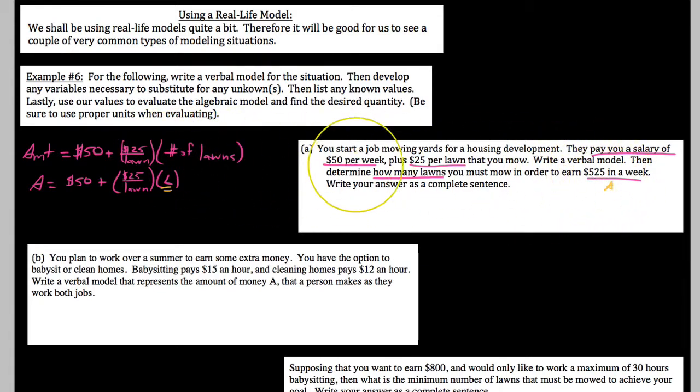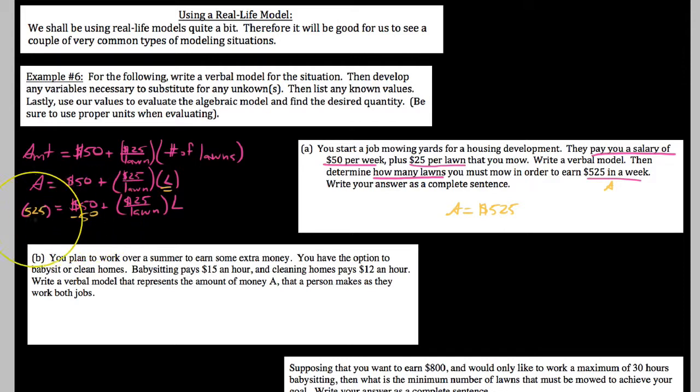So we're going to evaluate here. We say we already know that A equals $525. Okay, so we're going to plug that in. We say plug it in for A. We're going to evaluate. So we say $50 plus $25 per lawn times the number of lawns, L. And we're going to substitute in $525. So now working backwards here, we'll solve an equation a little bit. I guess we haven't gotten to that yet, but we can work backwards on this one.